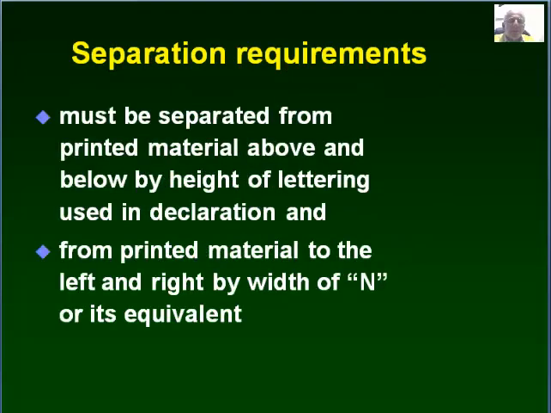What are the separation requirements relative to net quantity contents? They must be separated from the printed material that may be above and below it by the height of the lettering used in the declaration, and from printed material to the left and right by the width of the uppercase letter N or its equivalent. So there are some specific requirements relative to how that net weight content needs to be separated from any other material that may be present, printing that may be present on that particular package.